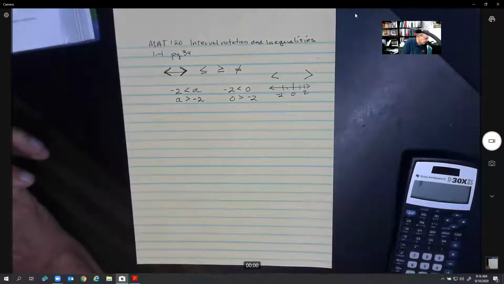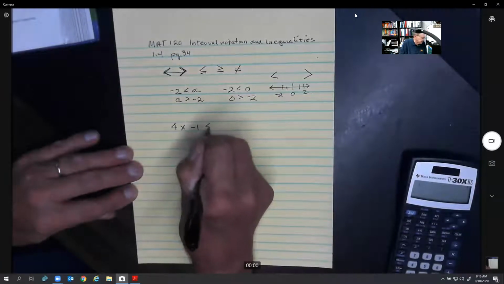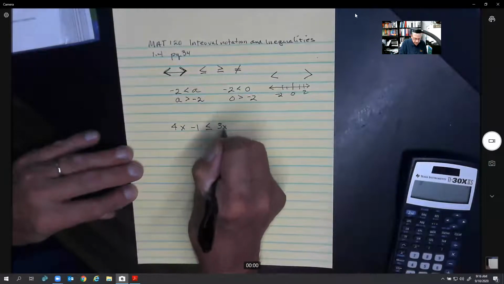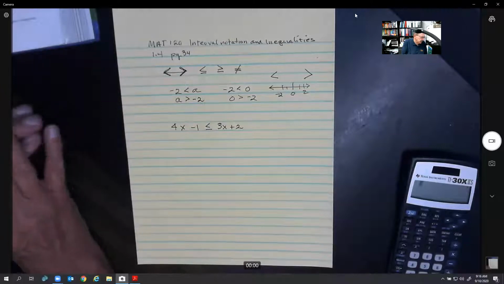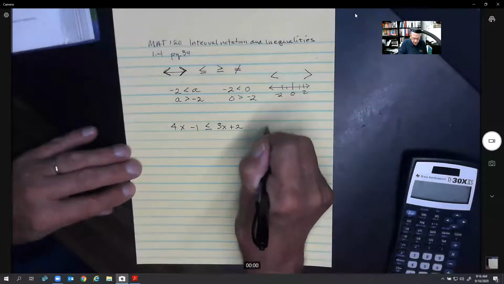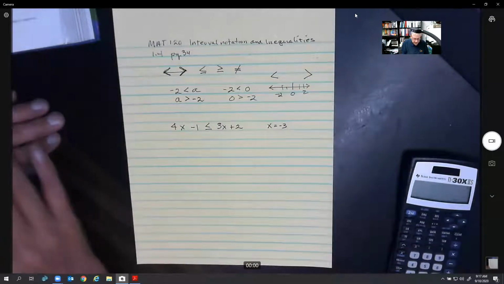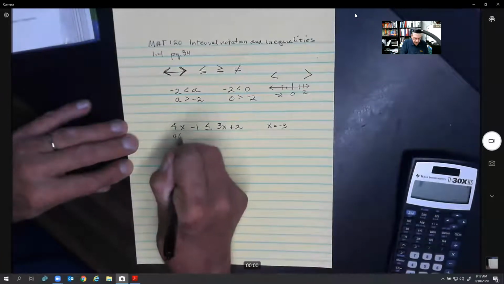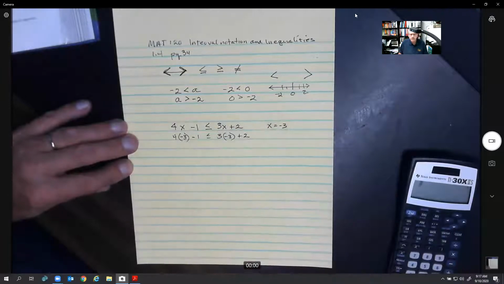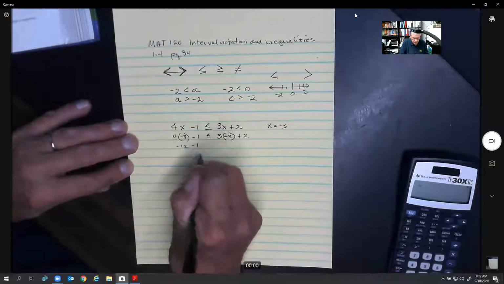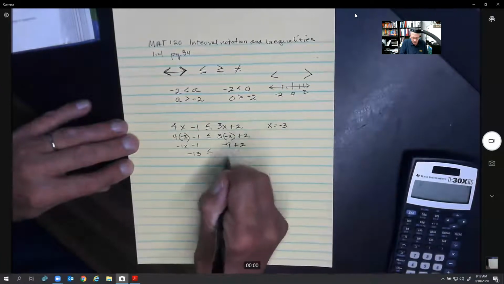Anyhow, let's see if an inequality is true. Let's try this one right here. 4x minus 1 is less than or equal to 3x plus 2. Let's see if this is a true statement for x equal to negative 3. We're going to substitute that in and see what happens. So I'm going to replace this x with a negative 3, and I'm going to replace this x with a negative 3. Now I'm going to calculate: this is negative 12 minus 1, which would be negative 13, is less than negative 9 plus 2, which is negative 7.